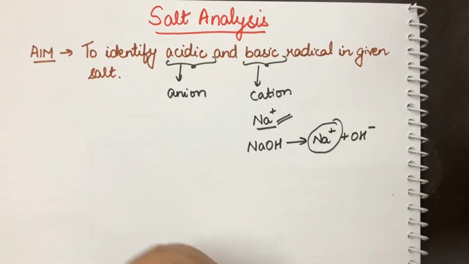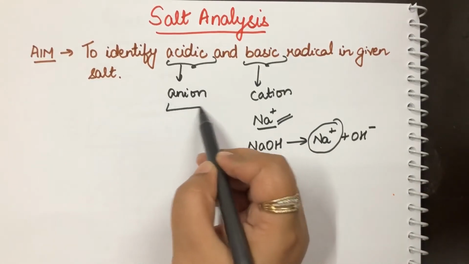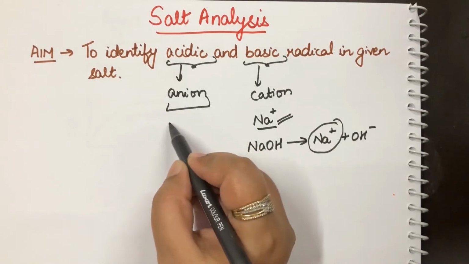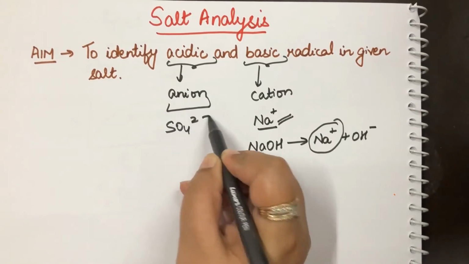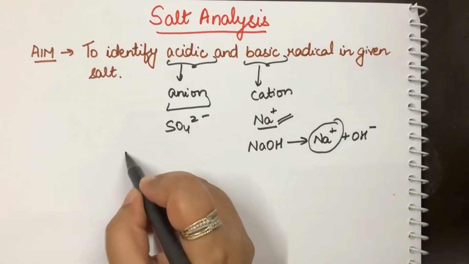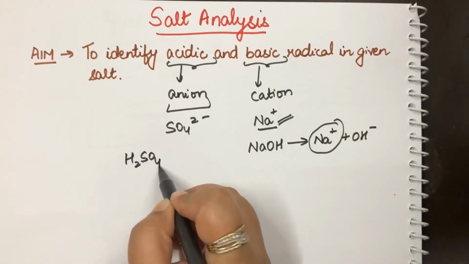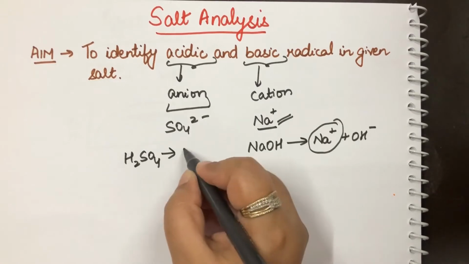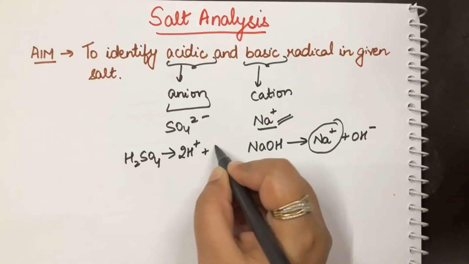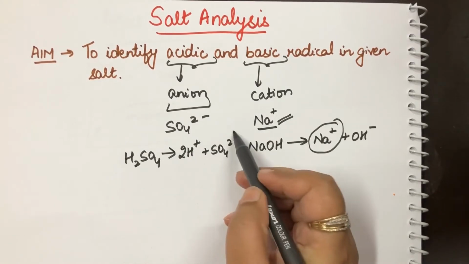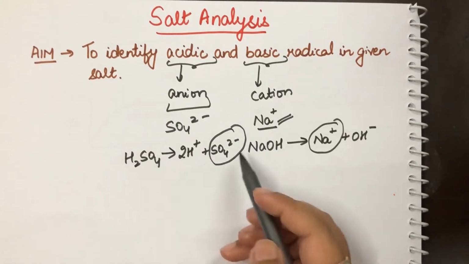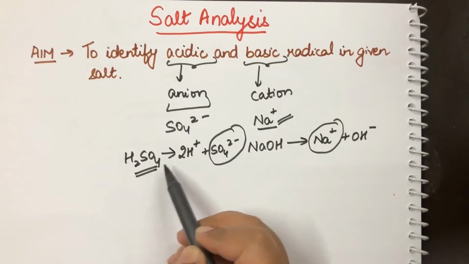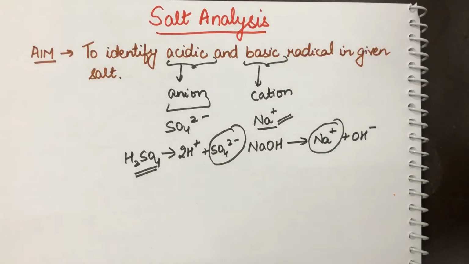and that is why I call this my cation. And if I'm talking about an anion, let's talk about sulfate. And I know sulfate would have been produced by the hydrolysis of an acid like H2SO4. So what would have been the products of the hydrolysis of this acid? This would have been 2H+ plus SO4 2-. So from where did I get this anion? I got this from the hydrolysis of the acid, and that is why it is called an acidic radical.